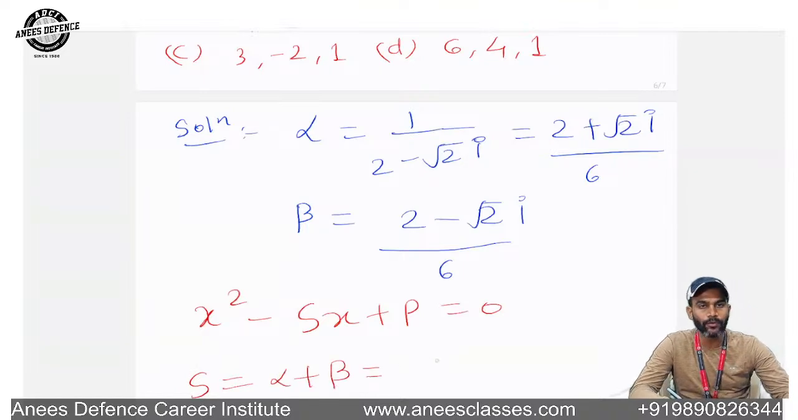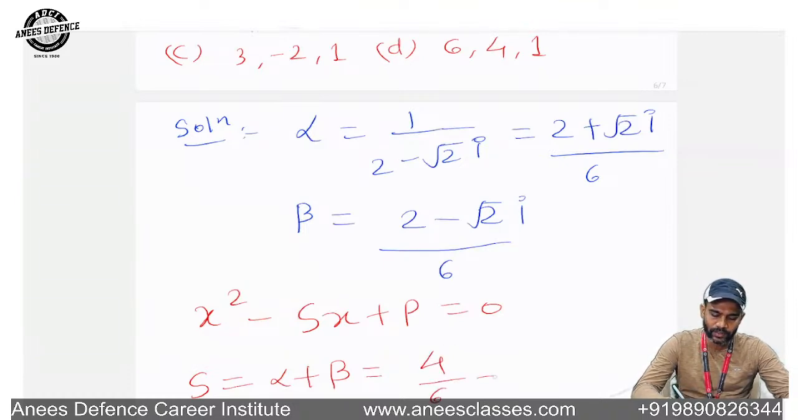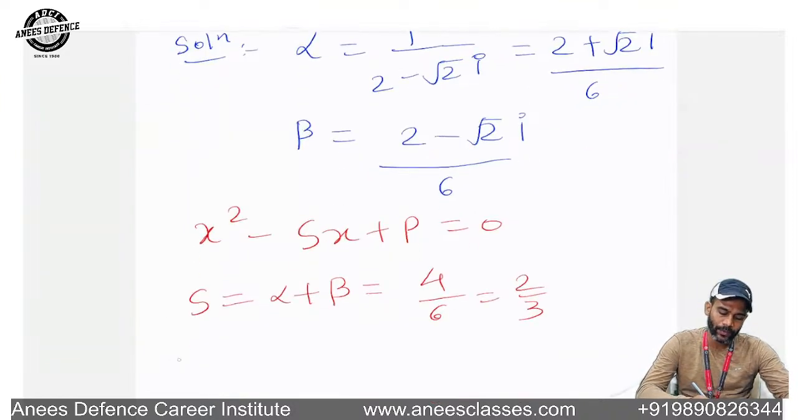So s is equal to alpha plus beta, the sum of the roots. If you add both of them, root 2 iota and minus root 2 iota will get cancelled. We are left with 2 plus 2, that is 4 by 6, that is 2 by 3. So s is 2 by 3. Yes or no?